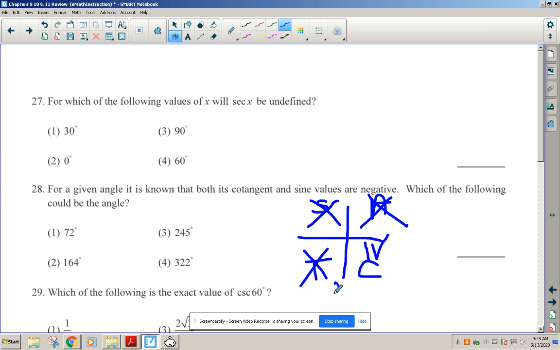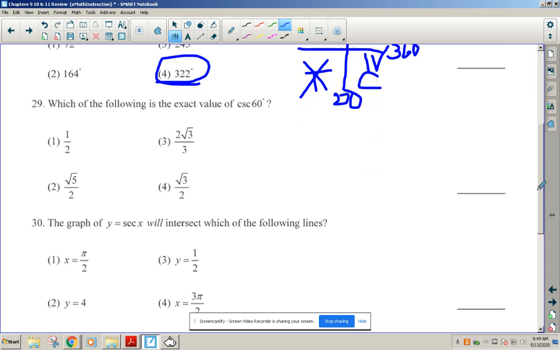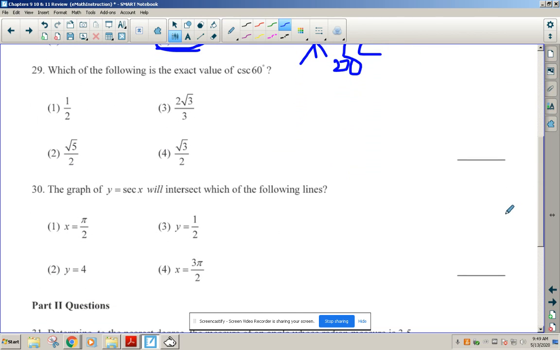Quadrant 4 is going from 270 to 360. So which angle can I be? 322. Take your time, because hopefully now that we've spent all these weeks, you are going to feel a lot more comfortable with these problems.